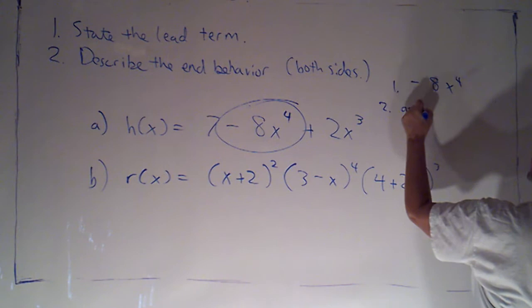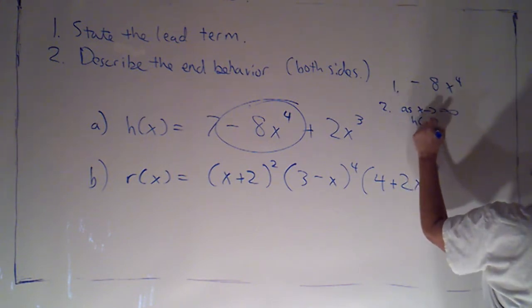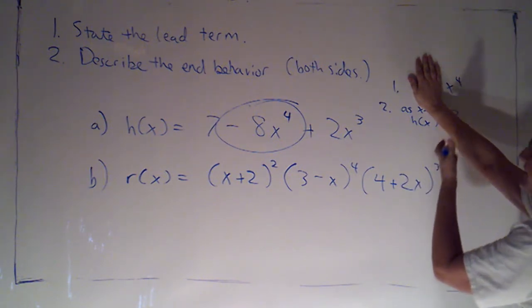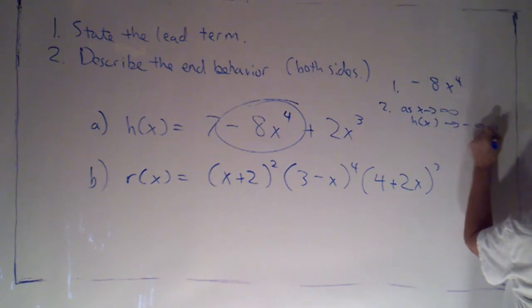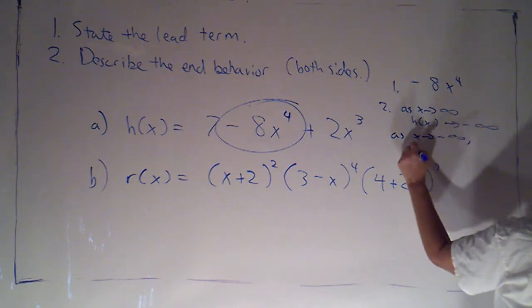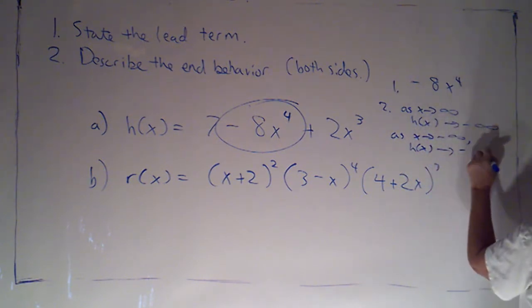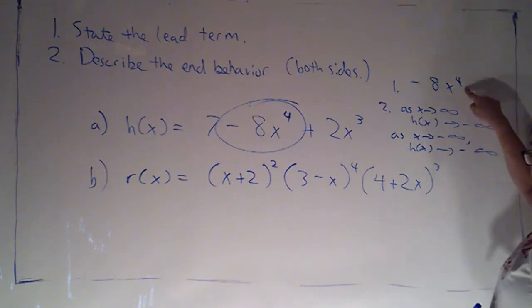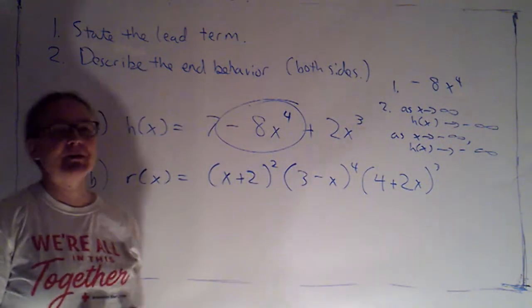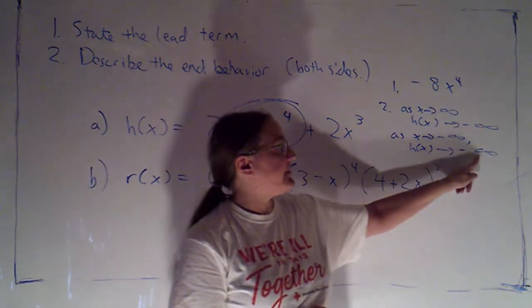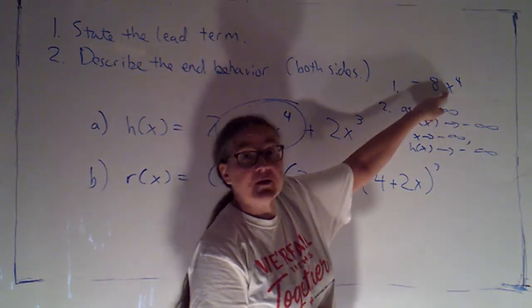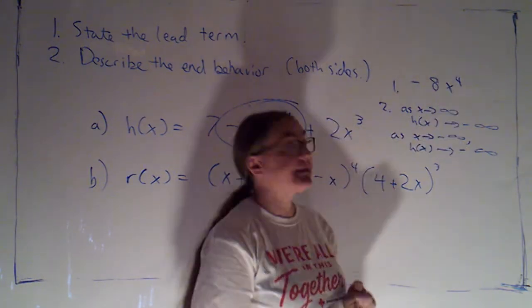And so then I can say, as x goes off to infinity, h of x, well, any power as we go off to infinity goes to infinity. Multiplying by a negative is going to make that go to negative infinity. As x goes to negative infinity, h of x will go to negative infinity. Since that's an even power, just the power part is still going off to positive infinity. Multiplying by negative 8 will reverse that and give us a big negative number instead of a big positive number. And again, you see that the lead term was an even power, and you have the same behavior on both sides.